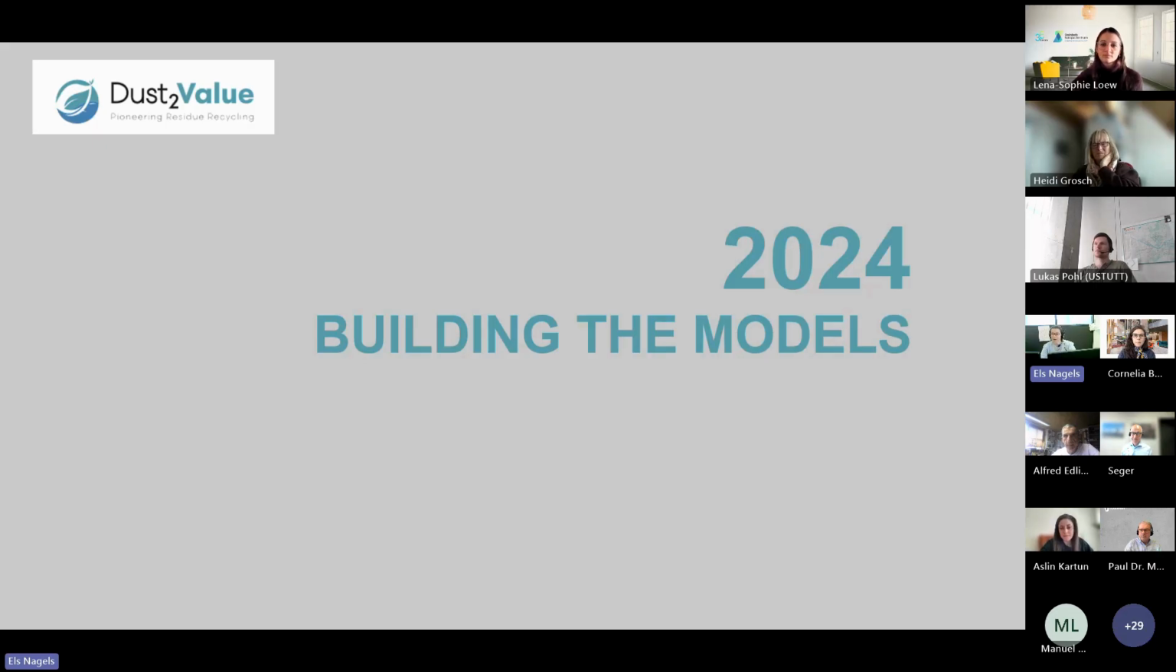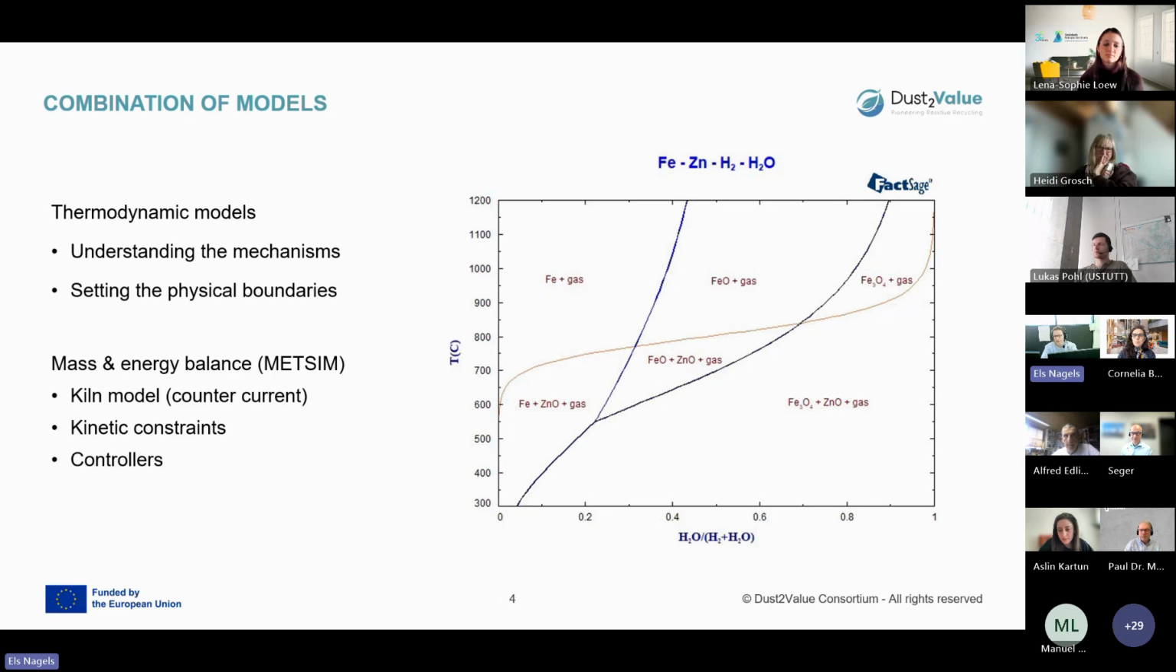So we started with building the model. What does it mean? In this case, we started out by understanding the thermodynamics behind the process. And here, for hydrogen reduction, this is very well described. As an example, you see a very important graph for the process. This is a mapping of the process conditions in which you can reduce the zinc oxide and iron oxide that are present in this AIF dust.